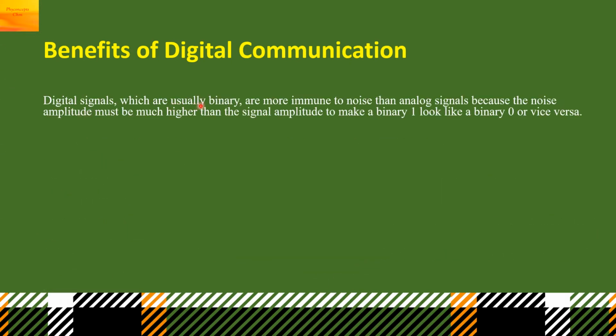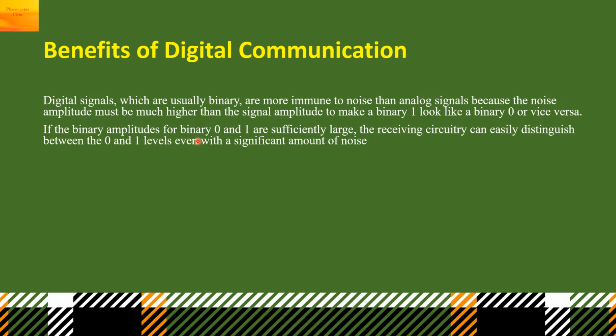Digital signals, which are usually binary, are more immune to noise than analog signals because the noise amplitude must be much higher than the signal amplitude to make a binary 1 look like a binary 0 or vice versa. If the binary amplitudes for binary 0 and binary 1 are sufficiently large, the receiving circuitry can easily distinguish between 0 and 1 levels, even with a significant amount of noise. At the receiver, circuits can be set up so that the noise is clipped off.